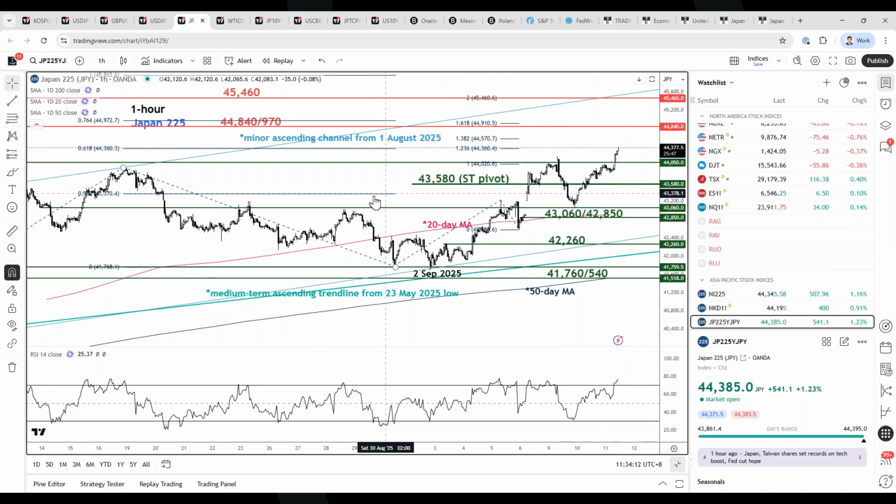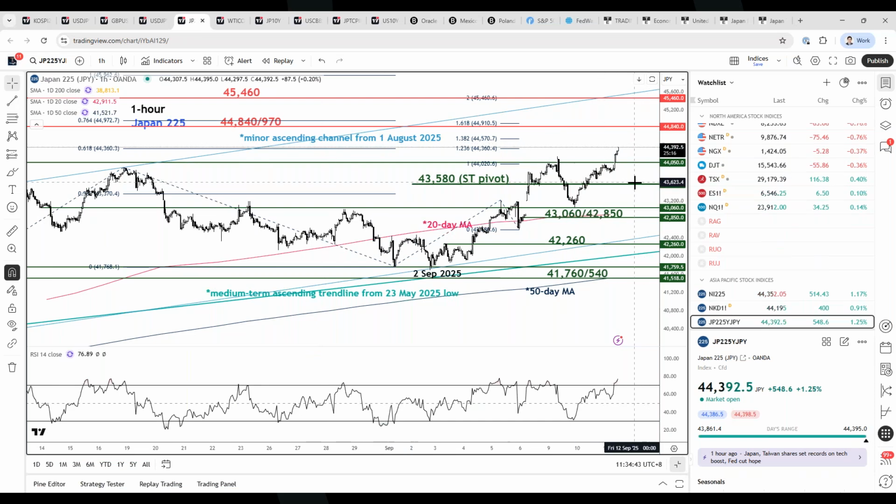Okay, so making 43,580 a rather important short-term pivotal support level, adjusted one, to maintain this ongoing bullish momentum in the short term for the Japan 225. So we still maintain that bullish bias. Next resistance level to watch will be 44,840 slash 44,970. Above it, potentially seek out 45,460, defined by the Fibo extension cluster level, and 45,460 is the upper limit of this minor ascending channel that has been in place since the low of 1st of August 2025.